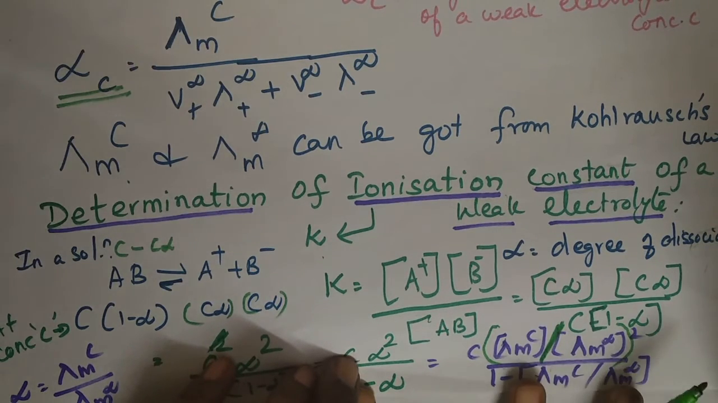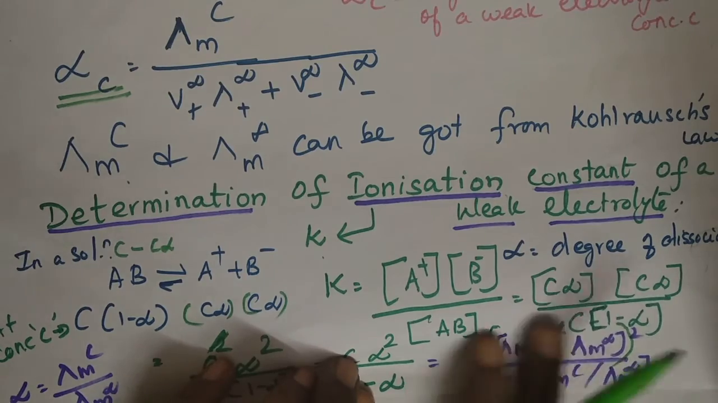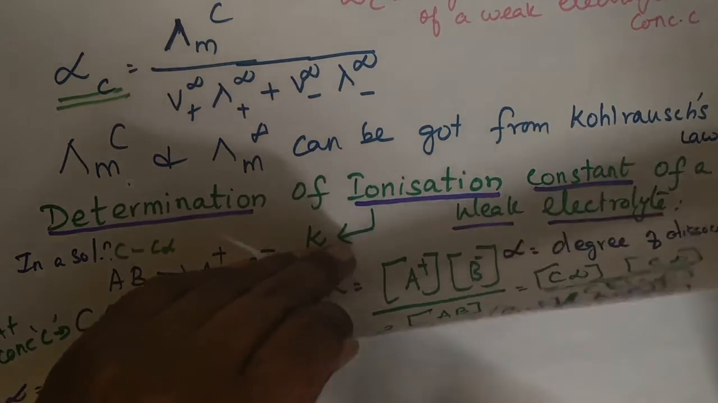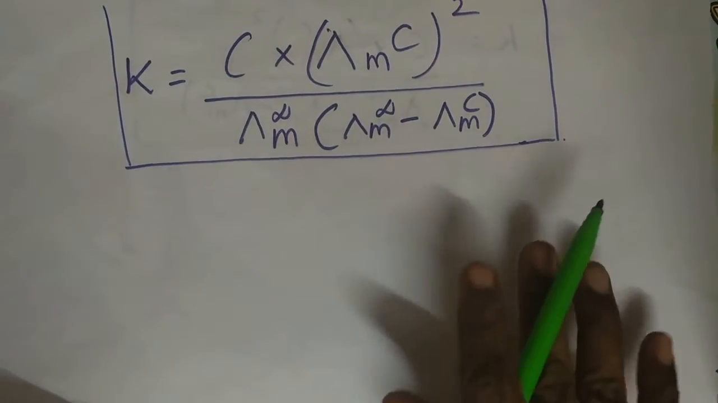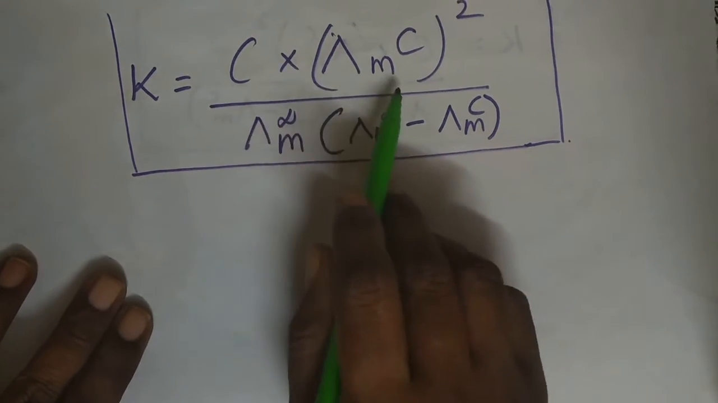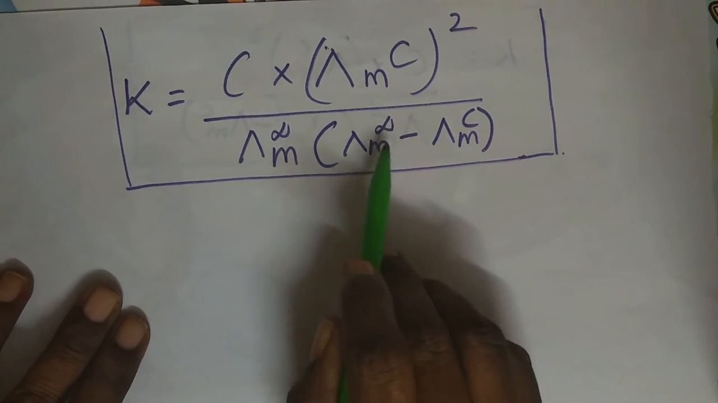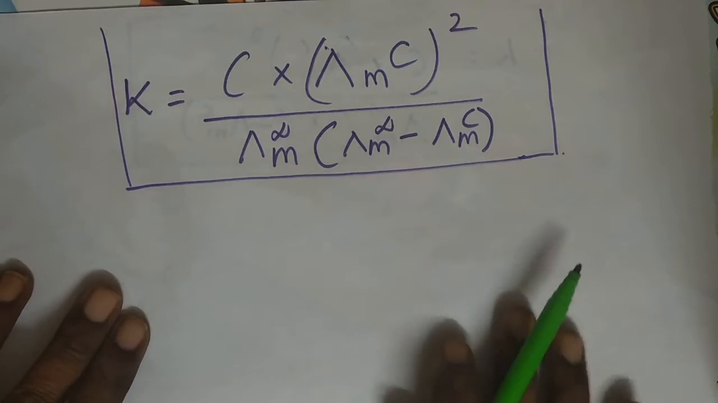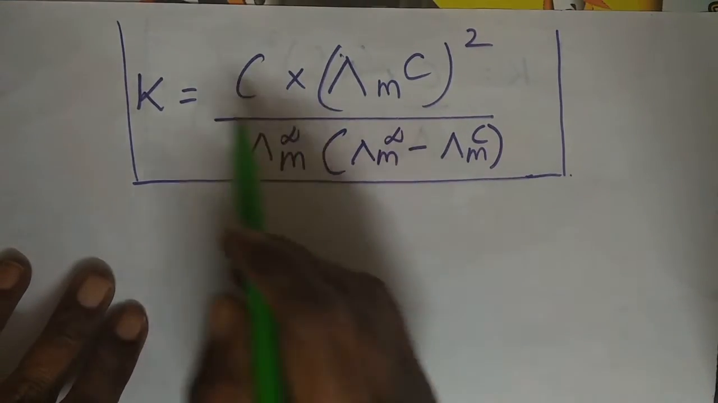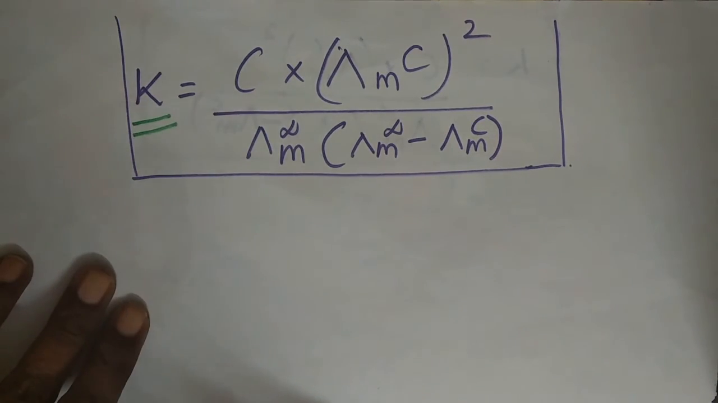So when you are getting this, what you are going to do is take the LCM of this. When you calculate the LCM, the final answer you are going to get for this ionization constant is this. That is K is equal to C into lambda mc square by lambda m infinity into lambda m infinity minus lambda mc. So this is the final formula of K. The K is actually the ionization constant.